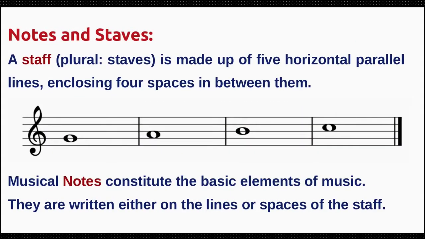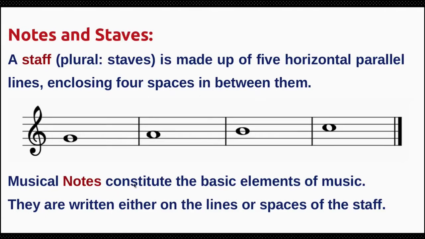Okay, let's go ahead to notes and staves. A staff, you can call it staves in plural, is made up of 5 horizontal parallel lines enclosing 4 spaces in between them, as what you can see right here. You see 5 lines, 1, 2, 3, 4, 5, and then in between I have 4 spaces, 1, 2, 3, 4. That's a stave. And these black round things you see here, these are notes. This is actually a semi-breve note, and then their position, this is on the line, this is on the space, line, space. You see, that's just a stave, just 5 horizontal parallel lines and 4 spaces in between them.